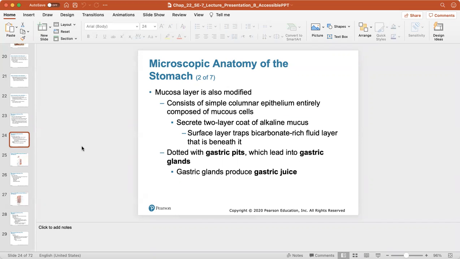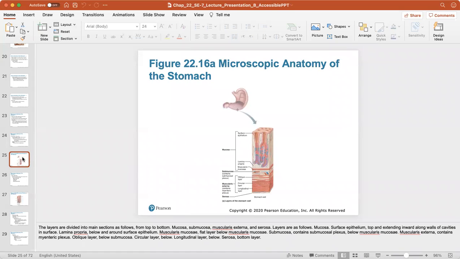It consists of simple columnar epithelium entirely composed of mucus cells, which will secrete a two-layer coat of alkaline mucus. And this surface layer will trap bicarbonate-rich fluid that's beneath it. In the microscopic anatomy of the stomach, you'll have gastric pits, which lead into gastric glands. And gastric glands are what will produce the gastric juice to help with digestion of the stomach contents. So here's a look at the layers of the stomach wall. And you can see here the gastric pits are lined with gastric glands and the layers below the stomach.